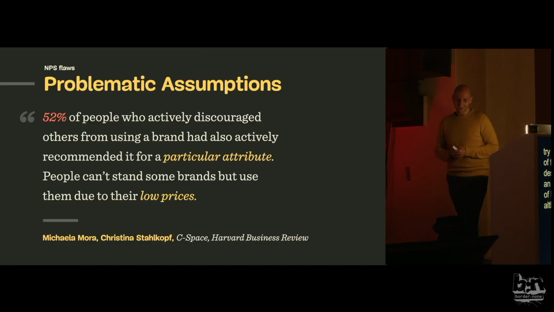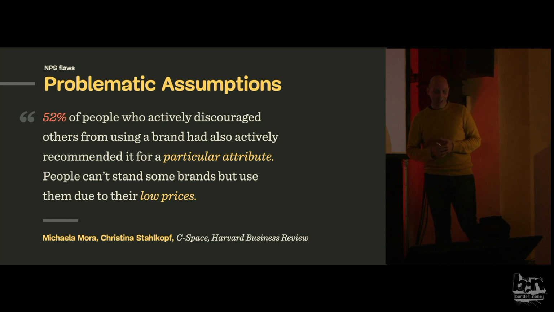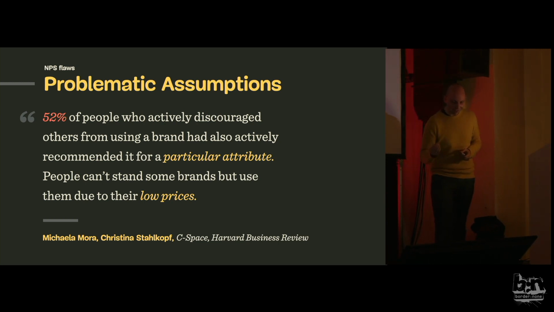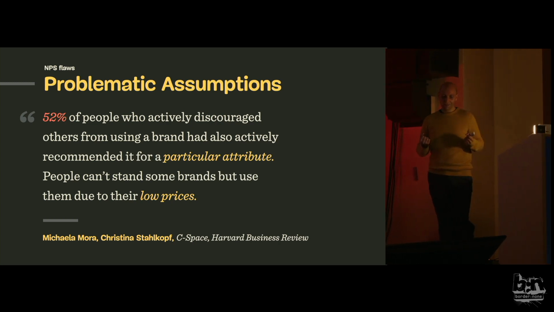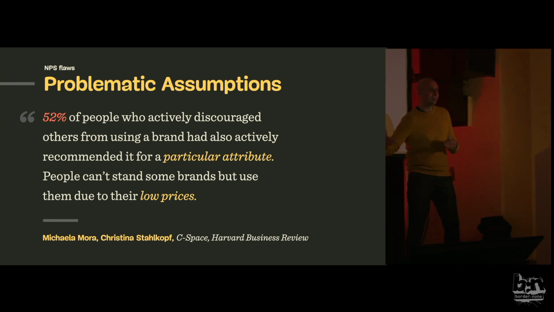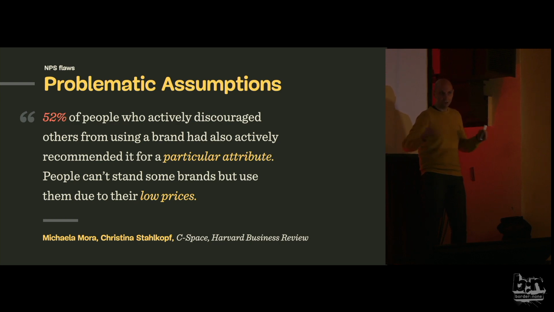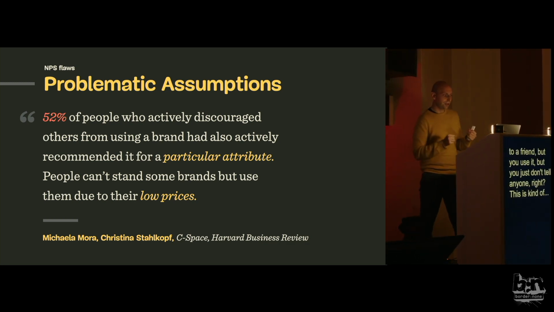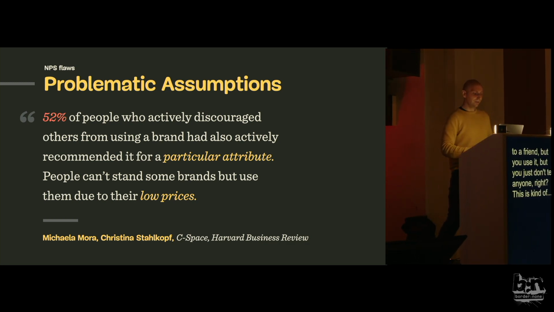And it's also funny, because 52% of people who actively discouraged others from using a brand had also actively recommended it for a particular attribute. People can't stand some brands, but use them due to their low prices, right? A good example for that is Ryanair. So you would never recommend Ryanair to a friend, but you use it, but you just don't tell anyone, right? This is kind of how it works, right? So very often you end up in this situation as well. So NPS is not reliable.